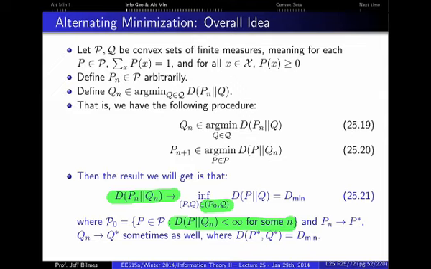And so we're also going to get that Pn goes to P star, and Q star. We were using A star and B star before, but these are the true minimum. And then Qn, depending on a number of technical conditions, sometimes goes to Q star as well. In other words, these are the distributions that achieve D-min.